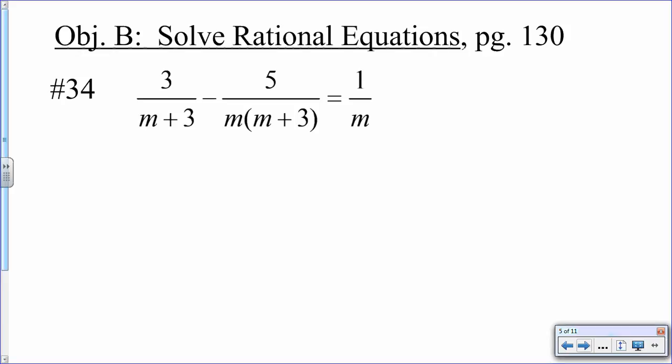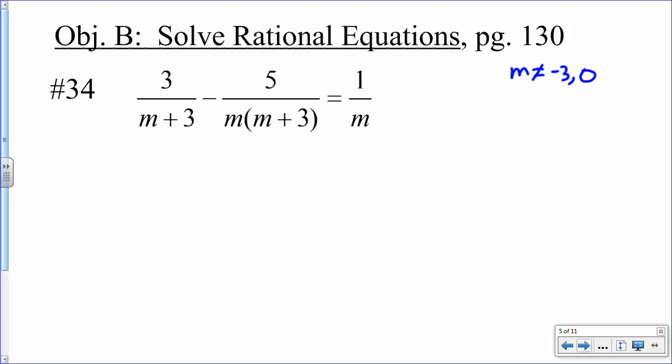What I have to note, though, are those disclaimers. Now, I'm not finding the domain, I'm actually finding the solutions. But I need to make a note to myself that m cannot equal -3 or 0. So I note that because after I solve, if I get both of those or either one of those, then that root is called extraneous. And we'll talk about that if it happens.